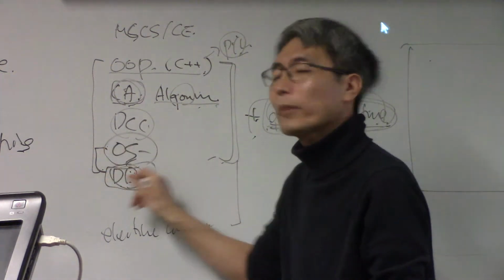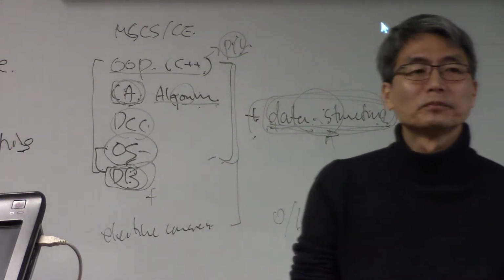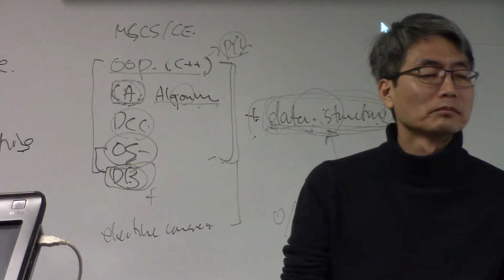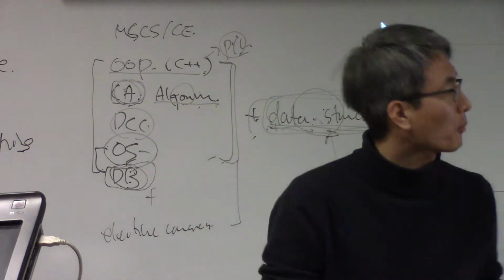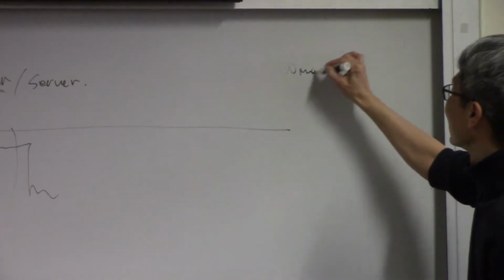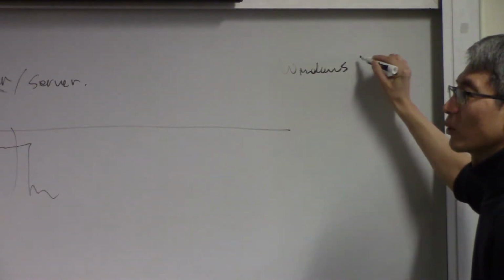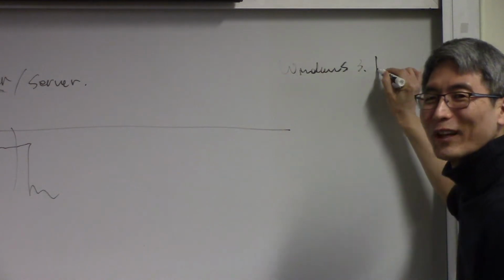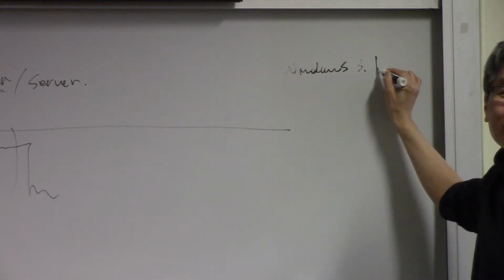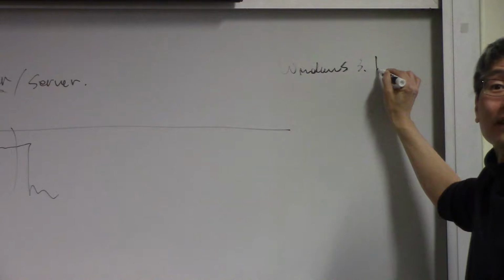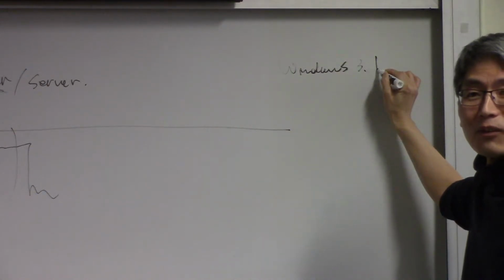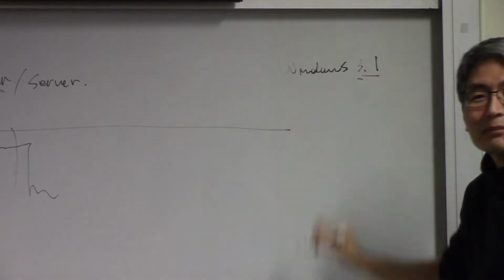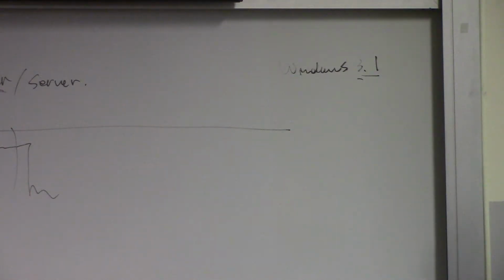Then what about the operating system? What is an operating system? What kind of operating system have you ever used? Windows. Windows 3.1. Has anyone ever used 3.1? Oh, really? Oh, wow. Just for fun?